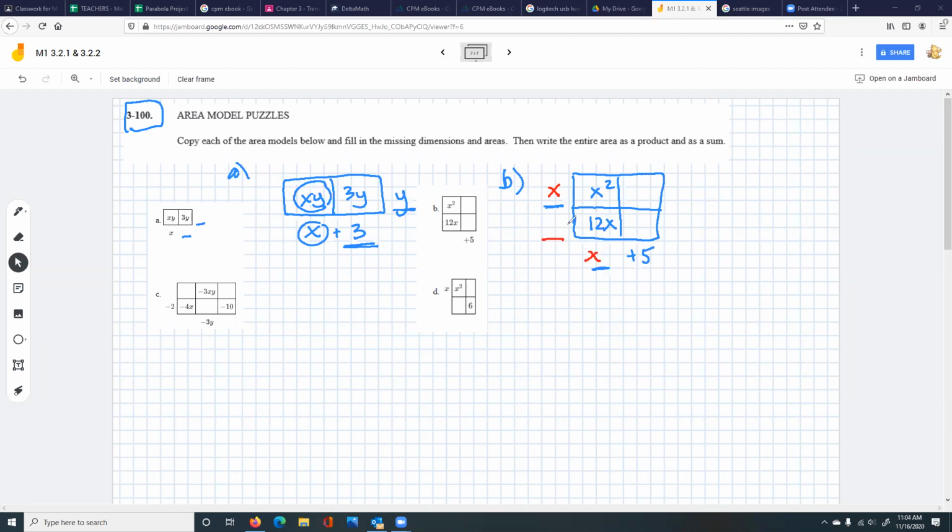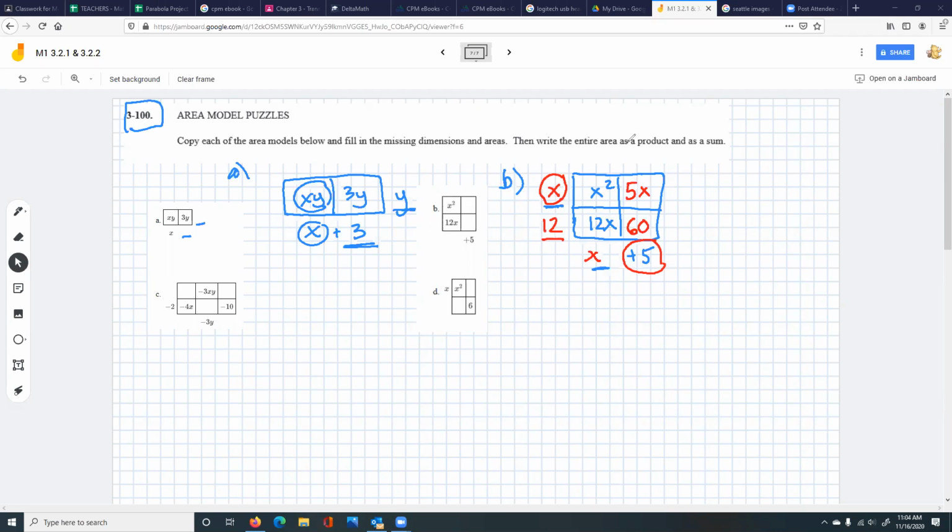Now that'll help us fill in right here. What do we multiply x by to get 12x? 12. So a 12 goes there. And then what is 12 times 5? That's 60. And then to get this box, let's multiply our 5 times our x, which is 5x. That one was interesting because at first I didn't think we were going to be able to solve it, because we didn't have enough information. But the only way to get x squared is to multiply an x by an x. That's the key to that one.